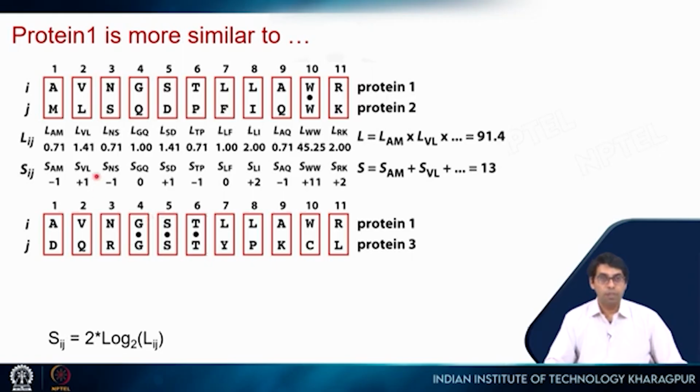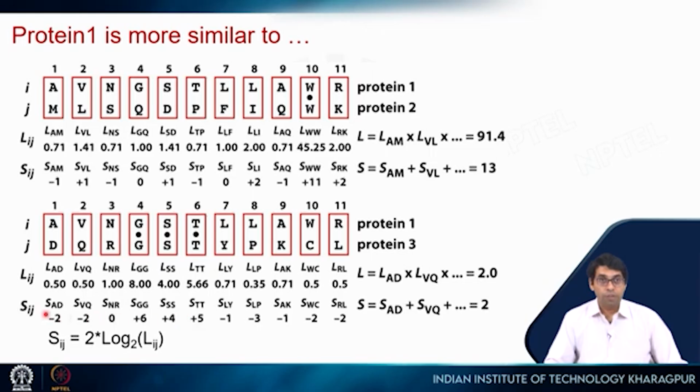So that is why people convert this into a log scale, so that you can just add these coefficients and get some number. So protein 1 and protein 2, if you do this, you get this number as 13. What do we get for protein 1 and 3? If I do that for protein 1 and 3, I get this number as 2. So clearly this is greater than this. So the higher this number, the more similar these two proteins are. So it means protein 1 is more similar to protein 2 than protein 3, right. So even though we have more identical residues here, if you take into consideration similarity, then protein 1 is more similar to protein 2 than protein 3.